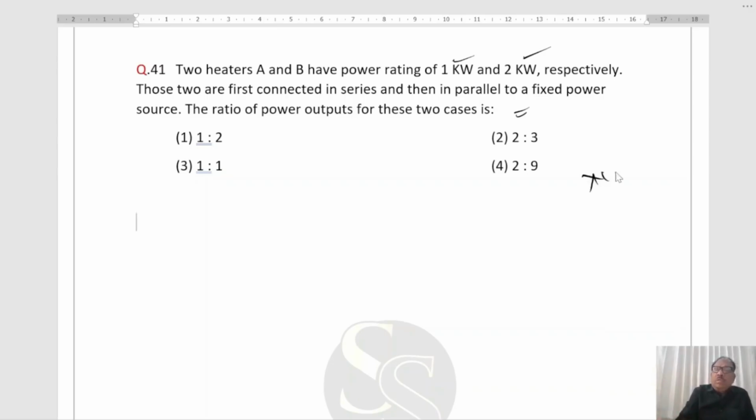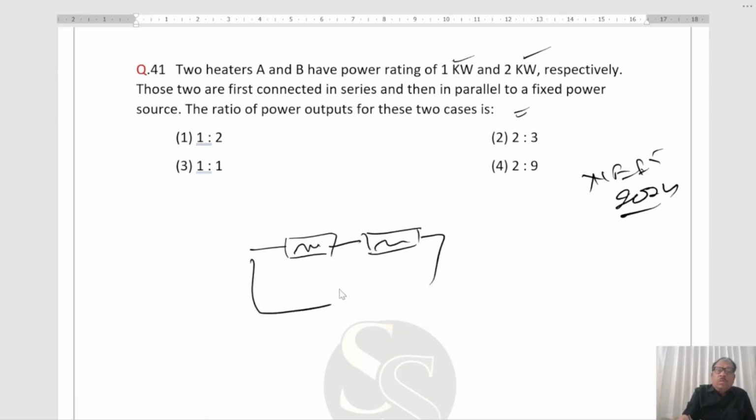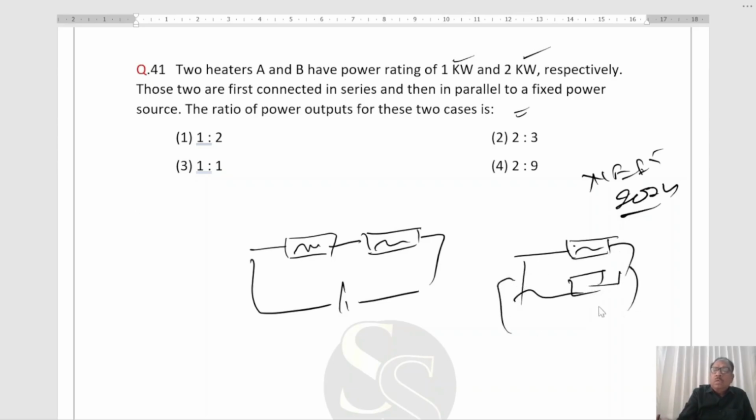Now, there are two heaters, heater 1 and heater 2, connected to a power source, and again heater 1 and heater 2 connected in parallel to the same source E. This will be E, right?